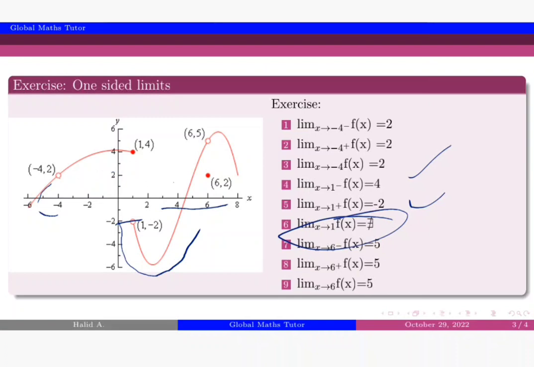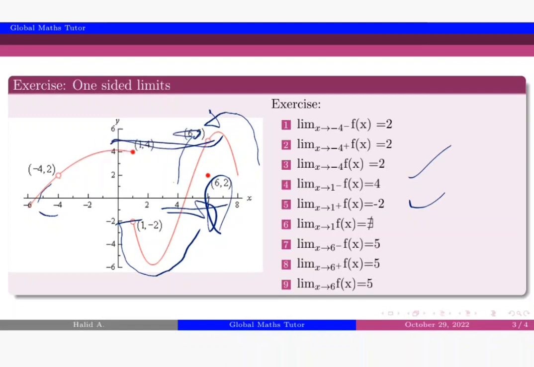Okay, what about this 6? For x equal to 6, when we approach from the negative side, this f of x approaches this value, therefore it will be 5. And from the positive side, when we approach nearer and nearer, again we approach the same value. It is also 5, therefore its limit value is 5.